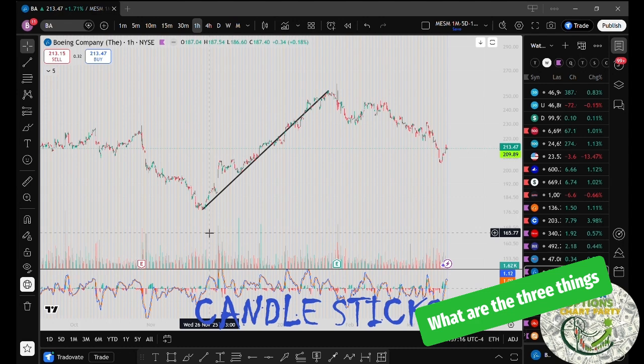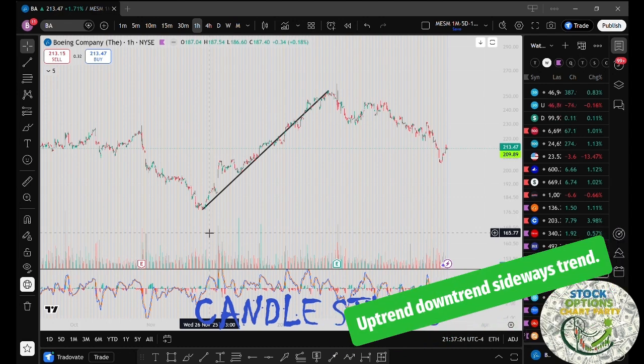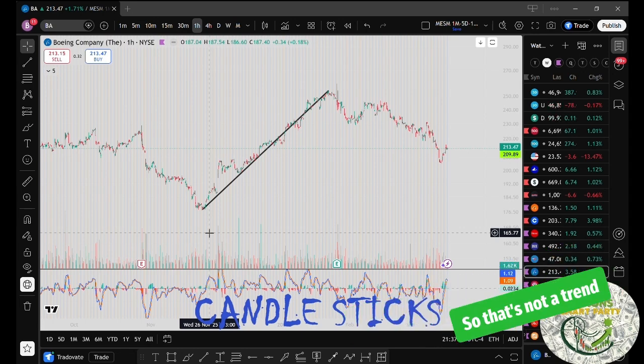Okay. There's three things a market can do, right? What are the three things? Go up, down, or sideways. So those are your trends right there. Uptrend, downtrend, sideways trend. And that's a channel. So that's not a trend.